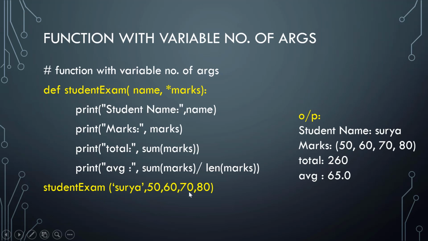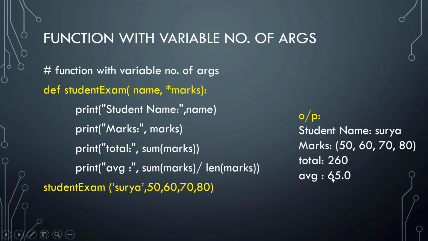And I'm calling student exam now with single quote Surya, comma, four subjects. If you pass four subjects, divided by four will be calculated. Three subjects, divided by three will be calculated. So very much comfortable. See the example output. Student name Surya we got, and marks you got like this, and then we have total and average. In this way we can write a function with variable number of arguments. So let us see this example now practically.